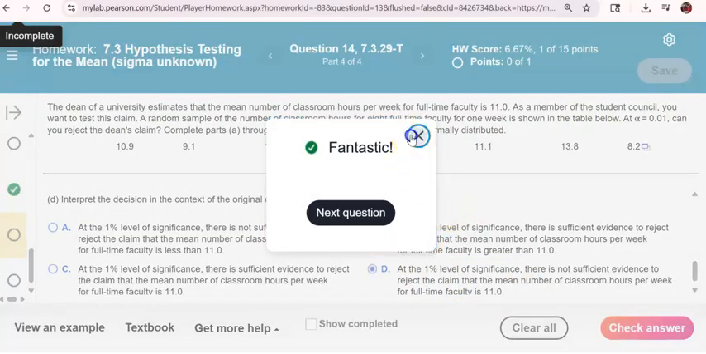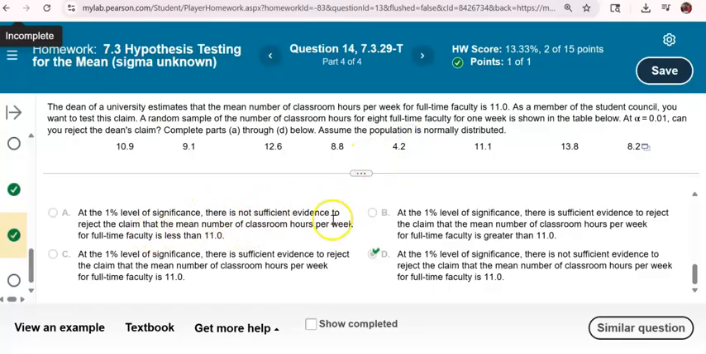Notice that choice A was there's not sufficient evidence to reject the claim the mean number is less than. That's not what it was. The null hypothesis had equality this time, and that was the claim. So just, again, you have to be careful with the way it's worded on that last part.